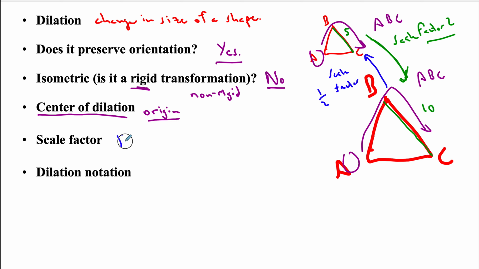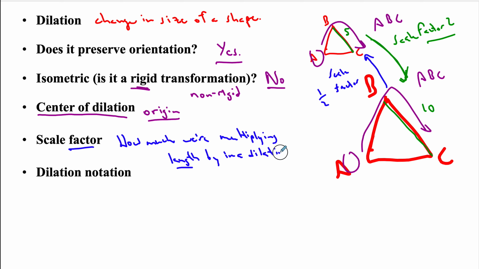So scale factor is how much, because it says factor, we're multiplying length by. It's important that it's length by in a dilation. Okay? So literally scale factor 2 means we're doubling it. Scale factor 3, tripling it. Is it possible to have scale factors that are fractional, like 1/2? Of course it is. Is it possible to have negative dilations? Yes, and we'll talk about what that does.